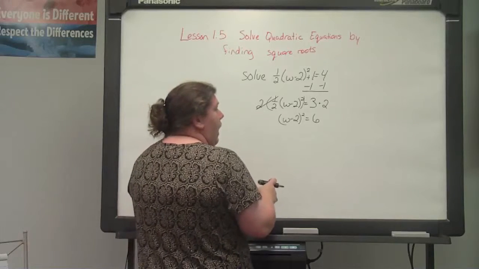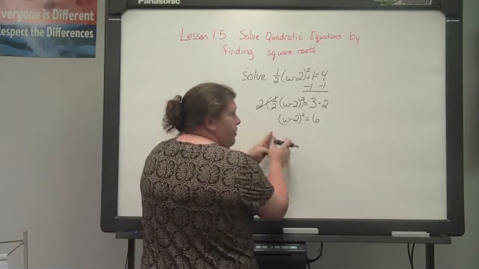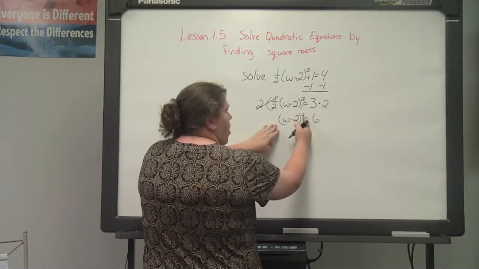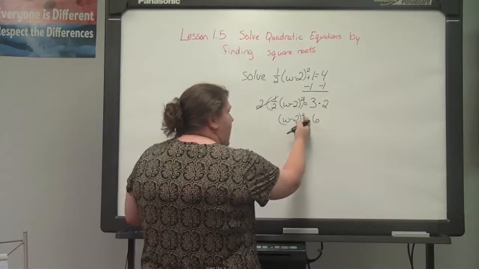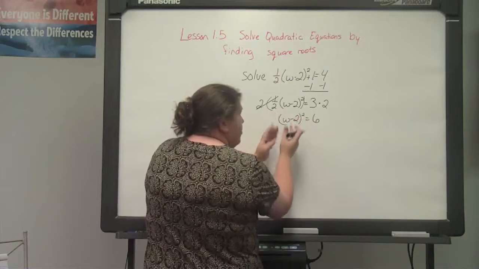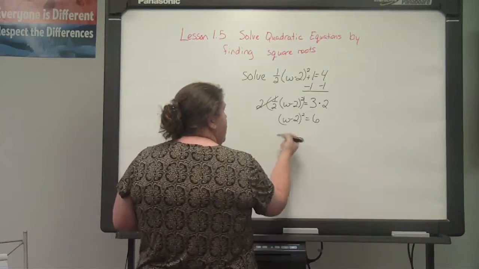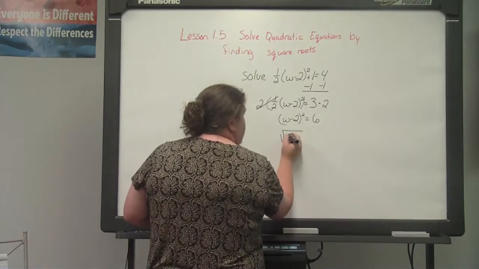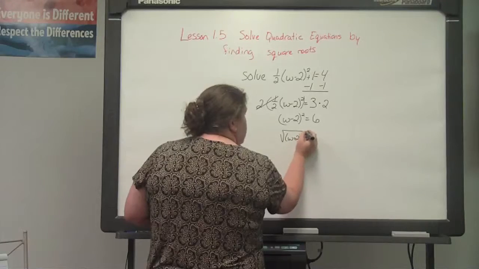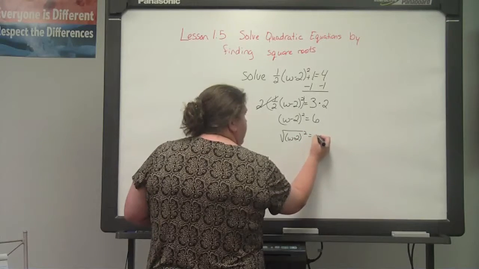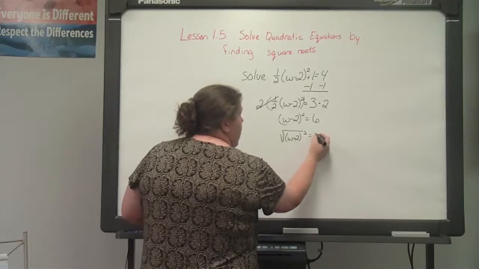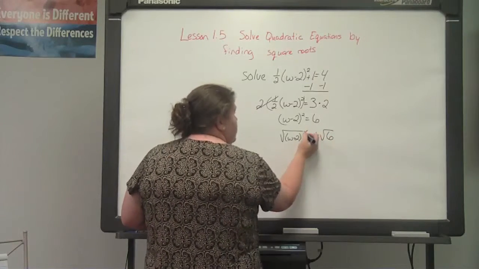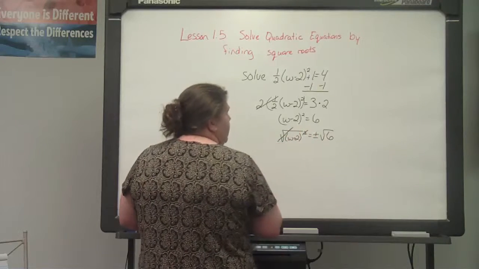So again, I'm still working toward getting my w by itself. The next step we need to do is get rid of our squared, because that links w minus 2 together. The opposite of squared is square root. Because it's squared, I have to say plus or minus square root 6, because now this squared is being canceled by the square root.